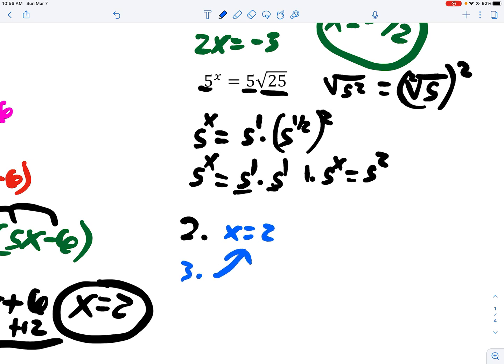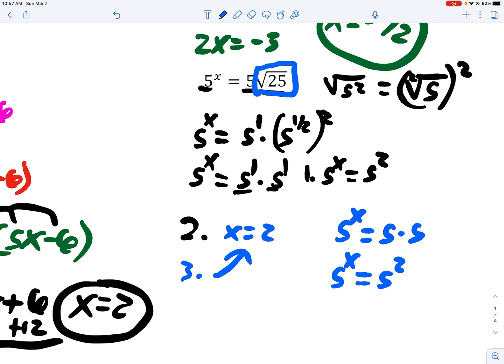Now, this probably would have been a lot quicker if I just would have realized, oh, the square root of 25 is 5. So it would have been 5 times 5. So 5 to the x equals 5 squared. Right? Would have been a lot quicker if I would have recognized that the square root of 25 is just 5. It would have saved me a lot of algebra work.